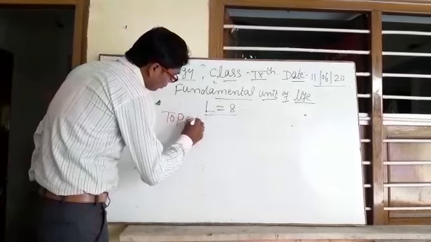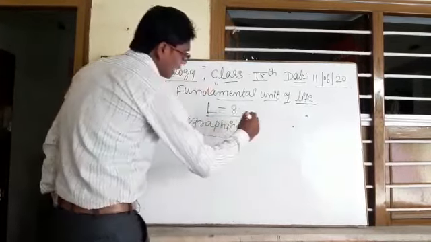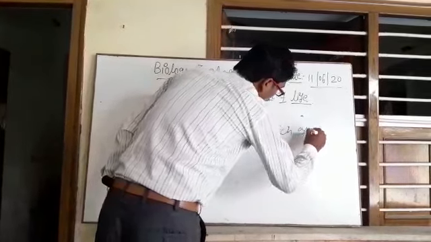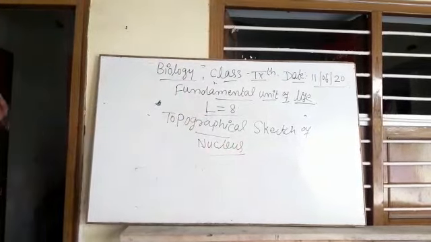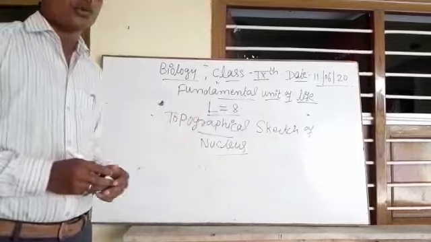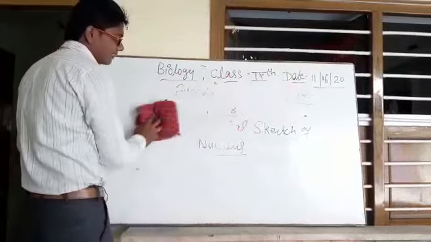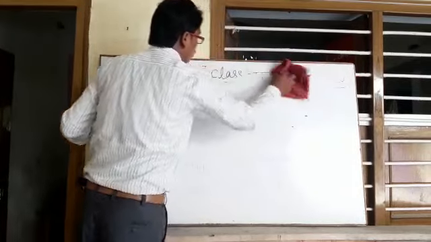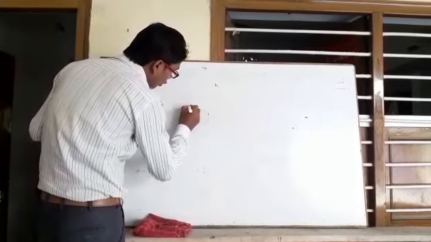You write: topographical sketch of nucleus. My question is the topographical sketch of nucleus. First of all, you know that the nucleus is made up of various components, that is nuclear membrane, nucleoplasm, chromosome and chromatin material. So here all things become involved.